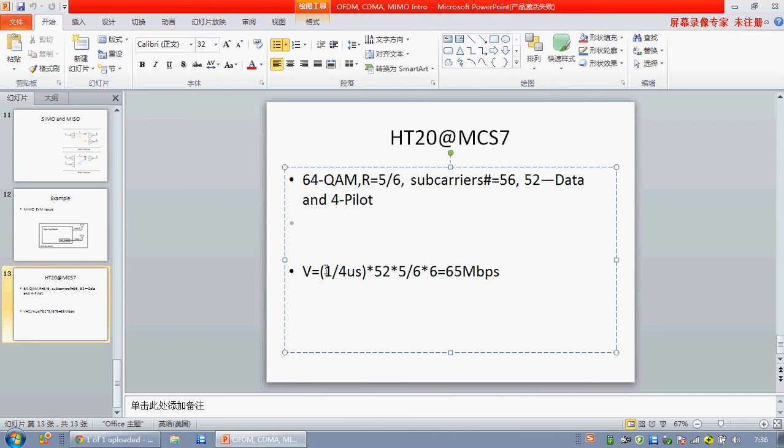And then we do the calculation: speed equals 1 over time, like 1 over 4 microseconds, times 52, which is how many data carriers we have, times 5/6, which is the coding rate, times 6, which is the bits per carrier, and then we get 65 megabits per second. If you are literally sitting in front of a transmit system and want to know the speed, that's exactly what you get. And that's pretty much it.